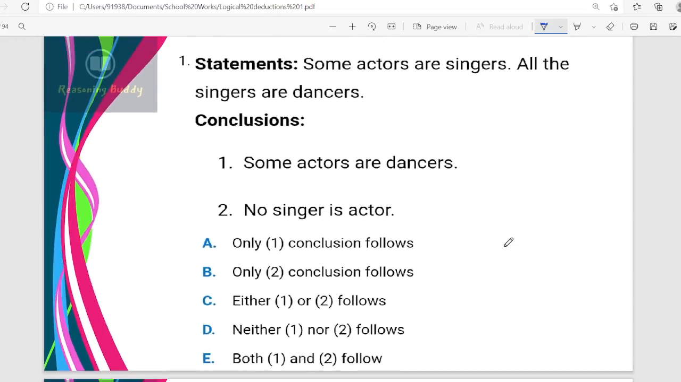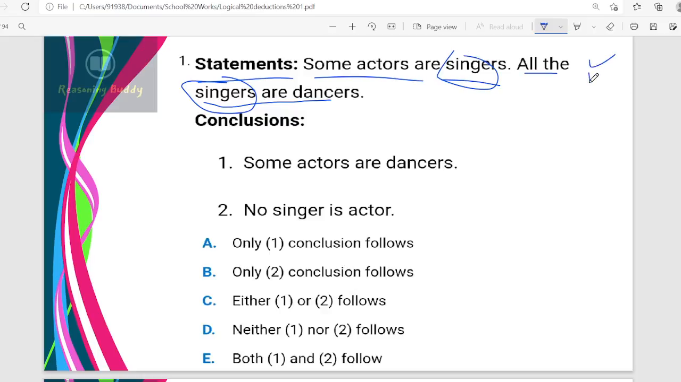Okay, I think these are another type of questions. Statement: Some actors are singers. All the singers are dancers. What is the common term? Singers is the common term. Yeah, singers is distributed at least once.